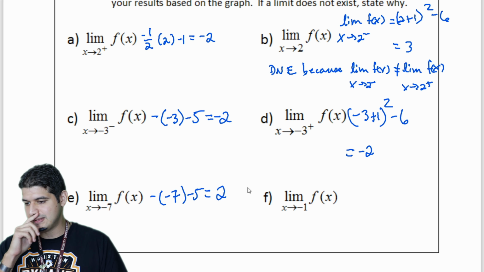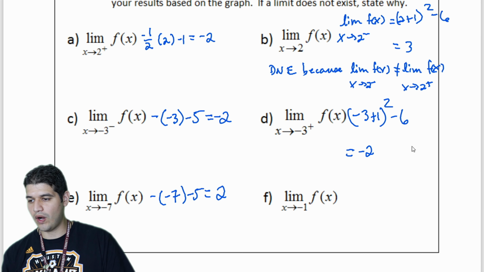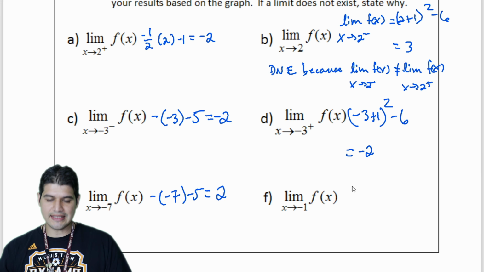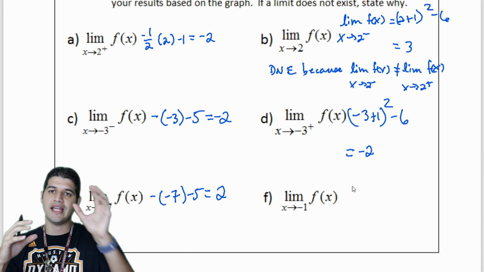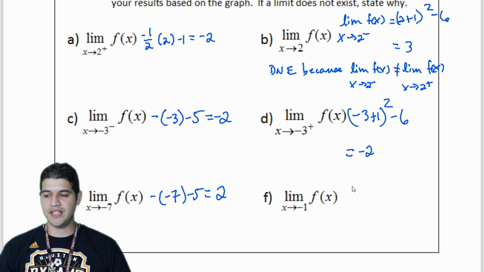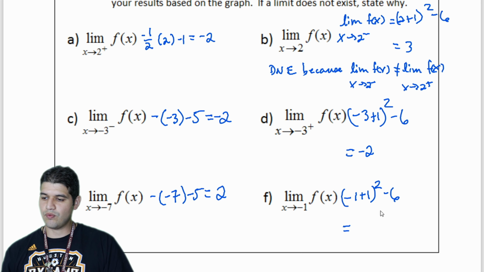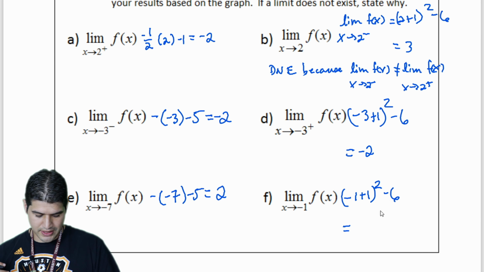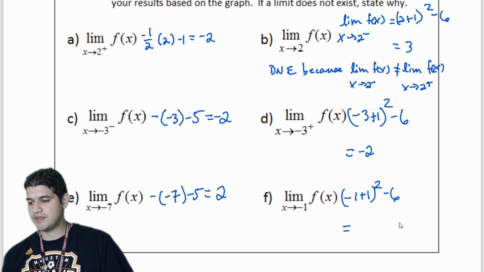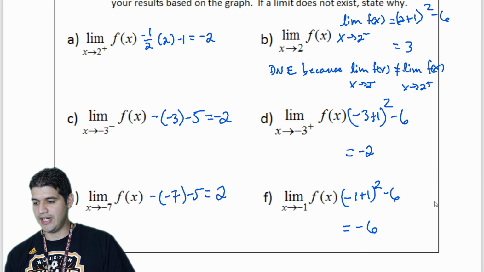The limit of f of x as x approaches -1. So -1 is in the middle of -3 and 2, so I'll use our second equation right there. -1 plus 1 squared minus 6. -1 plus 1 is 0. 0 squared is 0. 0 minus 6 gets me -6.